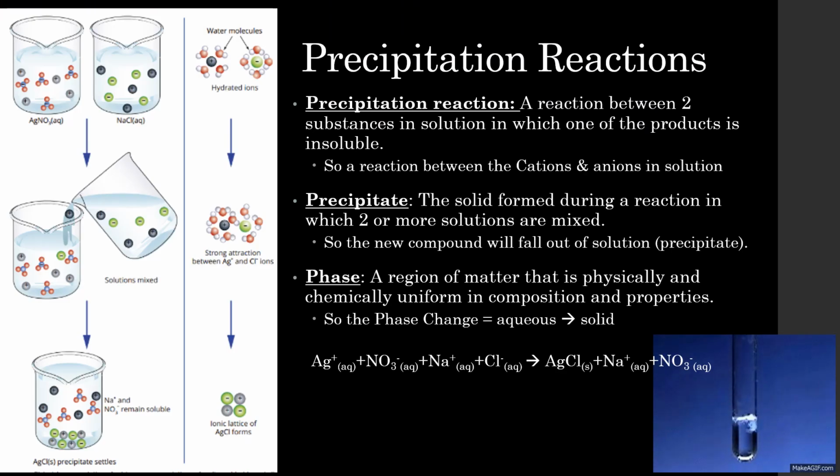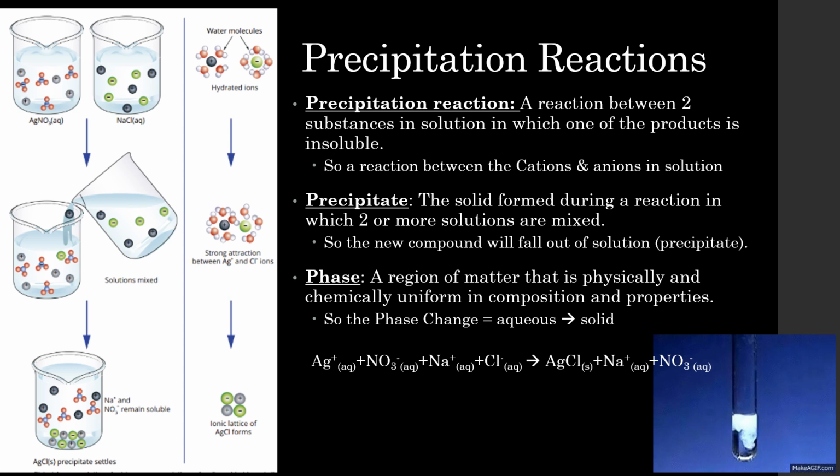So if we have a look at a precipitation reaction. A precipitation reaction is a reaction between two substances in solution in which one of the products is insoluble. So therefore it's a reaction between the cations and anions in solution, because we are mixing two types of ionic compounds together. The precipitate is a solid formed during a reaction in which two or more solutions are mixed. So the new compound will fall out of solution, and that's going to be called the precipitate.